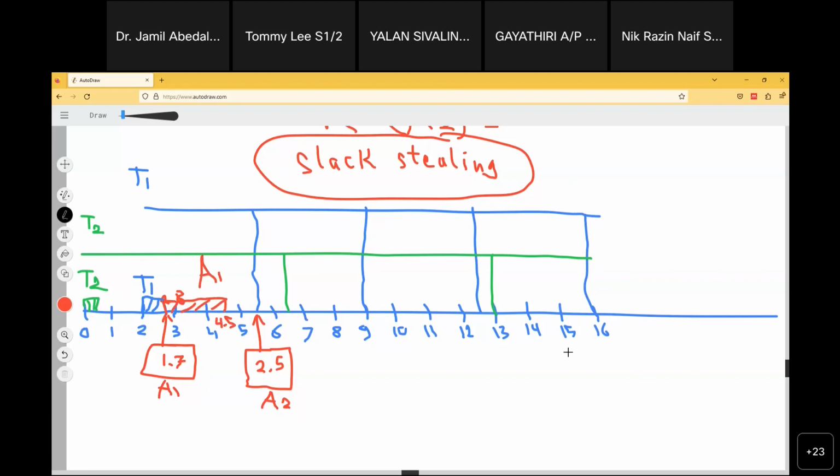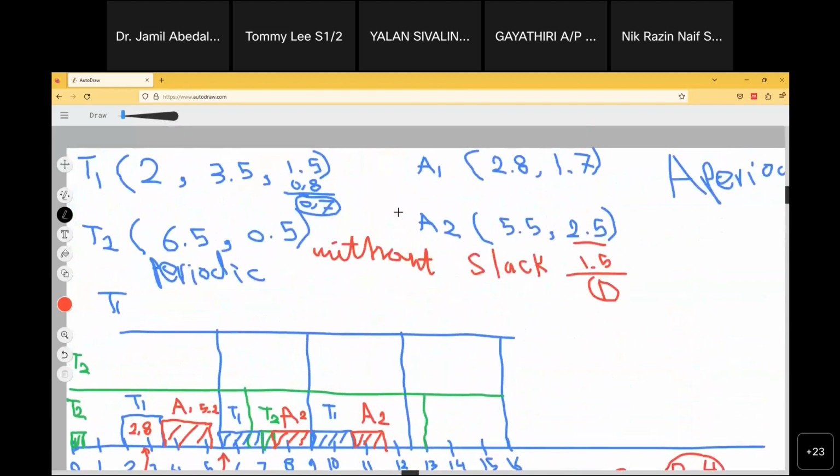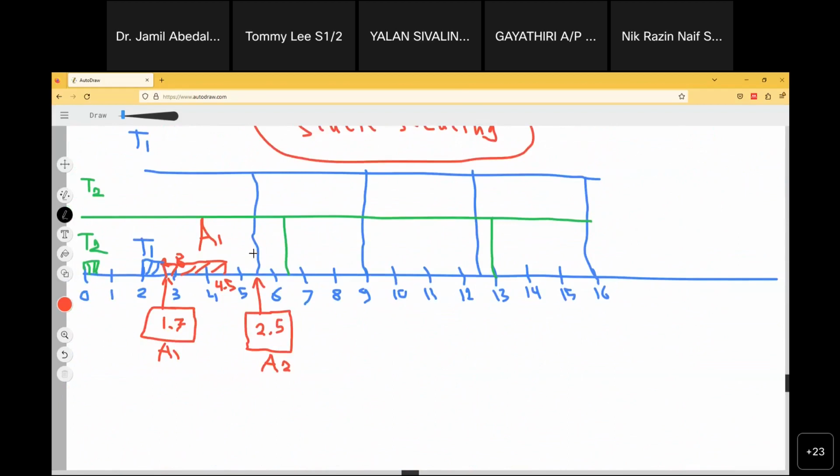Okay, the remain of task 1, how many? 0.7. Can we execute 0.7 in this one? Here, how many units we have? Half plus half, 1 unit. But we will need to execute only 0.7. That means there will be no missed deadline. Everything okay? There is no issue with the missed deadline. That means all what we are doing now is correct. 0.7 from 4.5 until 5. Only half unit, and plus 0.2.